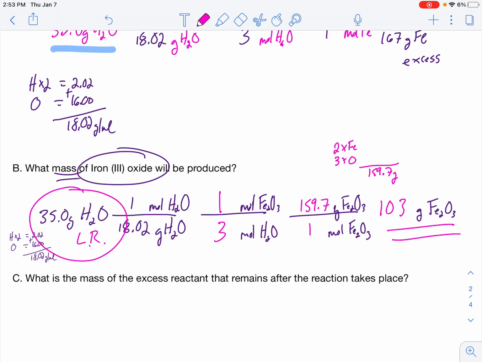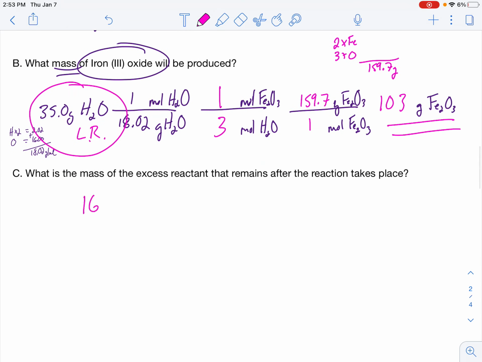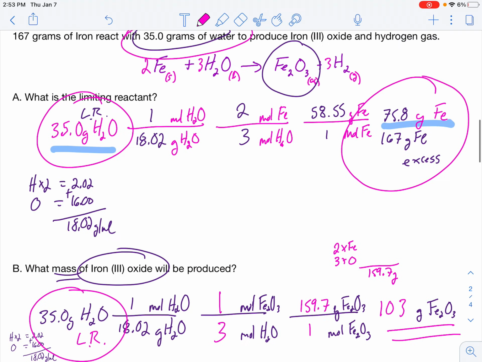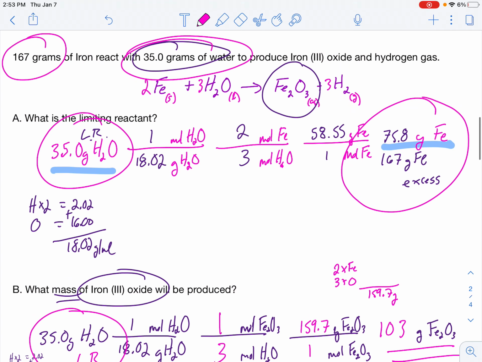The last question says here, what is the mass of the excess reactant that remains after the reaction takes place? Oh, well, I can use this data right here to figure that out. Because I've calculated previously how many grams of iron are required from my limiting reactant, I can use that to subtract for how many grams of iron are actually given. So I'll have my 167 grams of iron provided. I have my 75.8 grams of iron required from the reaction, right? Where is it? Right here.